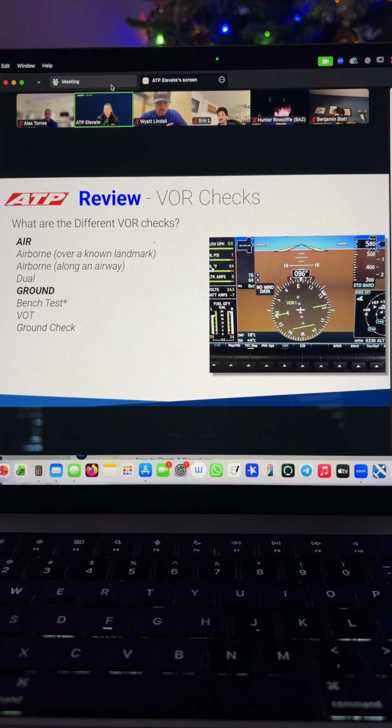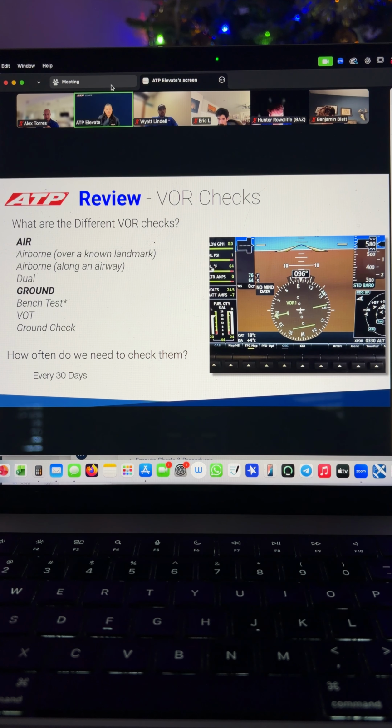So you're going to want to put it in the maintenance logs. So you want to have the date of the check that you did, the bearing error that you noticed, what type of test you did, and then your signature. There you go. Nicely done, Wyatt. Yeah. So those are the 4 things you want to do. And then how often do we need to do the VOR checks? Very good, Hunter. Yes. So every 30 days is a VOR check.